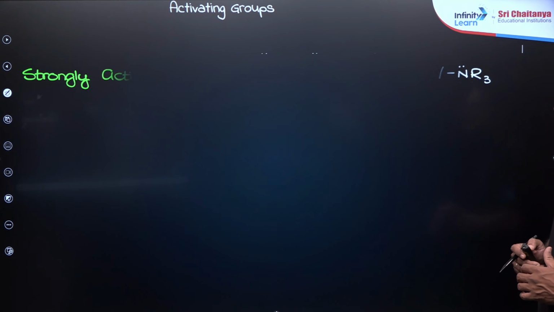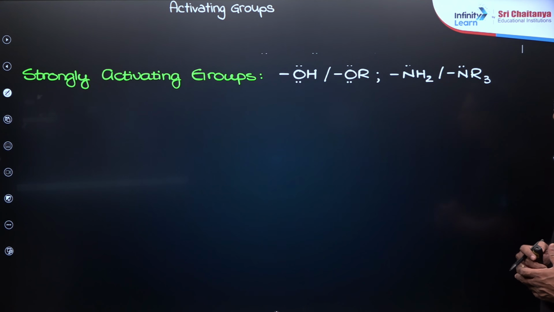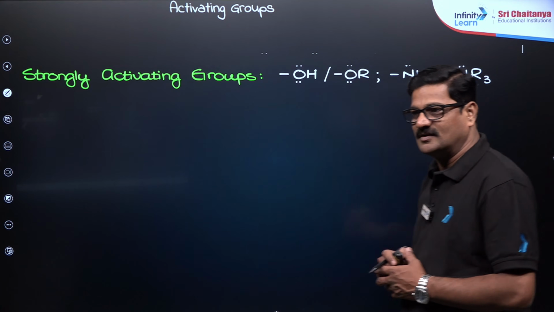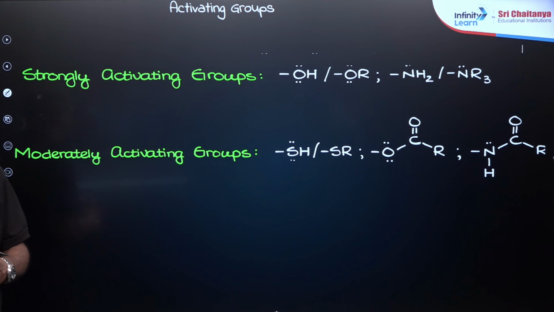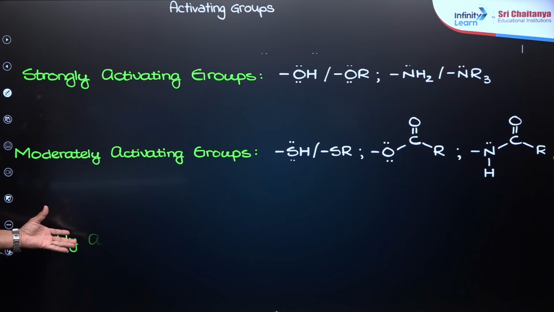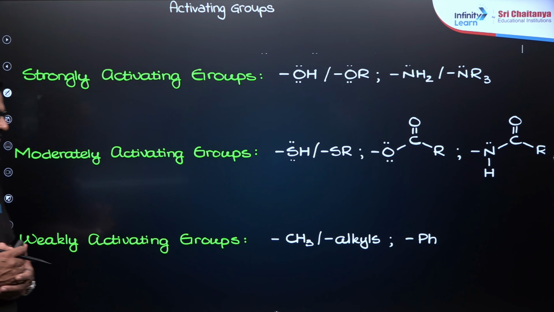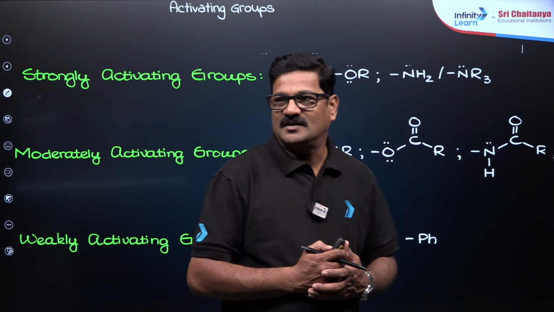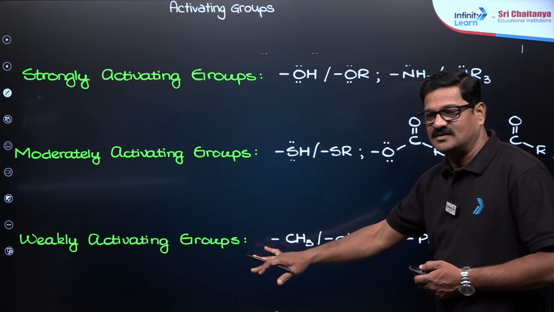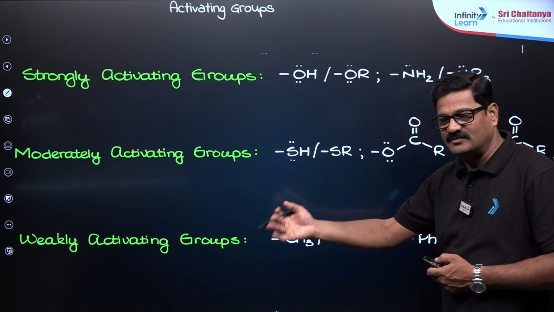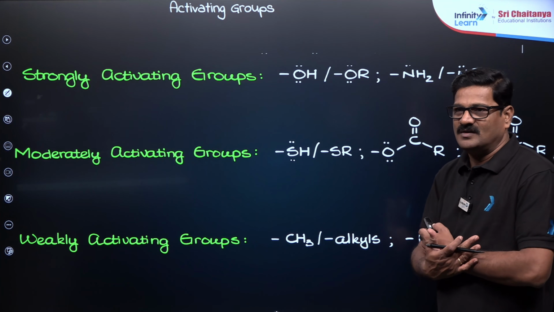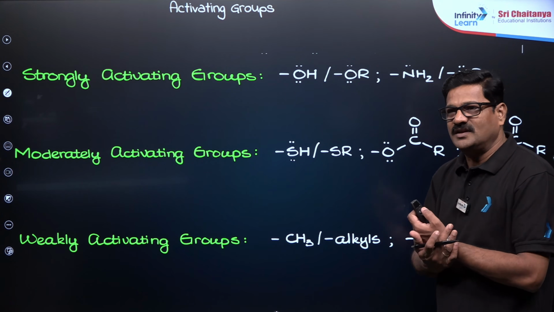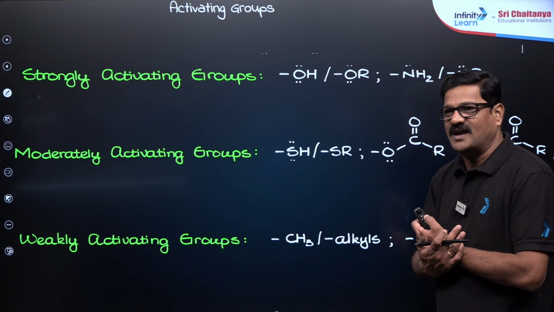Similarly, strongly activating groups are OH, OR, NH2, NR2. Moderately activating groups are SH, SR, OC double bond OR, and NHC double bond OR. Weakly activating groups are alkyl groups or phenyl groups. So by looking at this, you can say whether it is activating or not, or ortho and para directing, or something else. The reactivity increases when the activation increases.